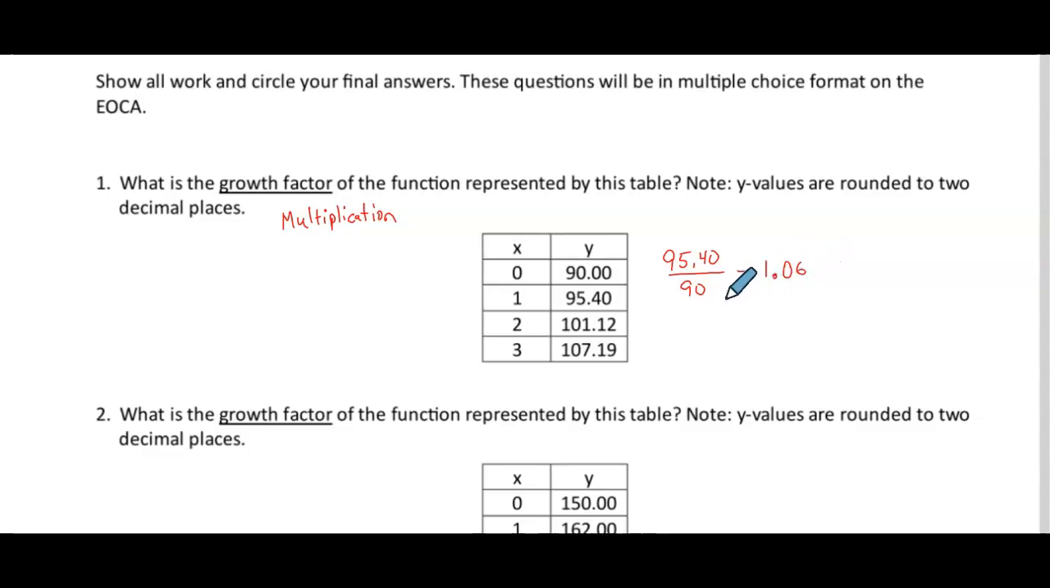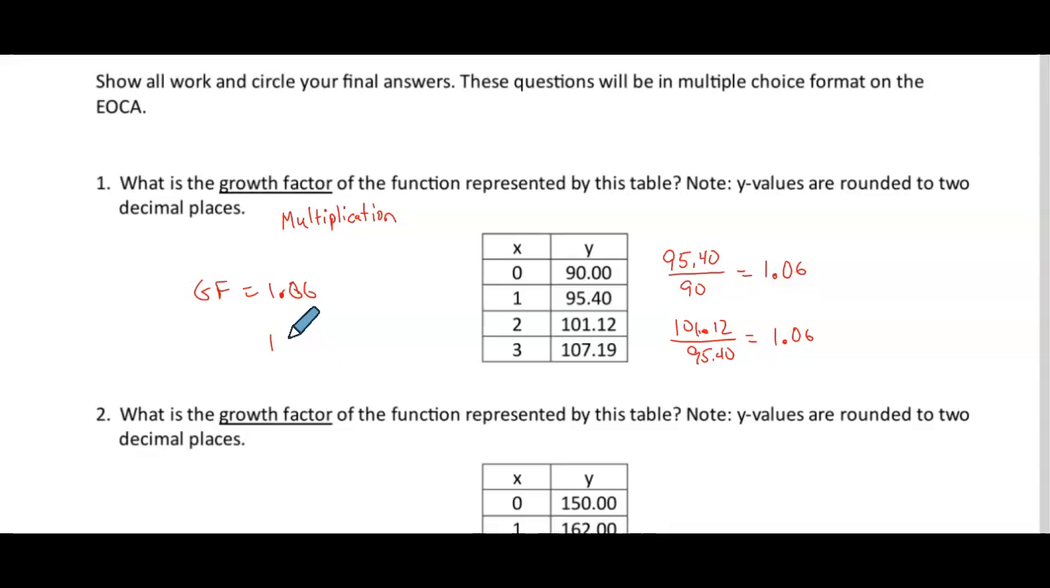So then if I want to just verify that, I can take another output, 101.12, and divide it by the one before it, 9540. And that also comes out to 1.06, so that verifies it. So the growth factor is 1.06, which means that's what I'm multiplying by to get from one line to the next. If I wanted to know the percent growth, I just need to look after the decimal point.